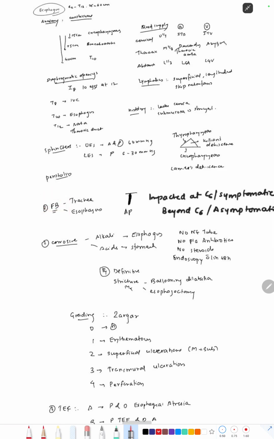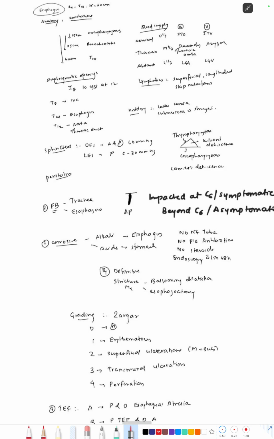The foreign body can either lodge into the trachea or into the esophagus. This can be differentiated with the help of X-rays. So on the X-ray AP view, the trachea will look like this, while on the lateral view the trachea will look like this. So this will help us to differentiate between trachea and esophagus.